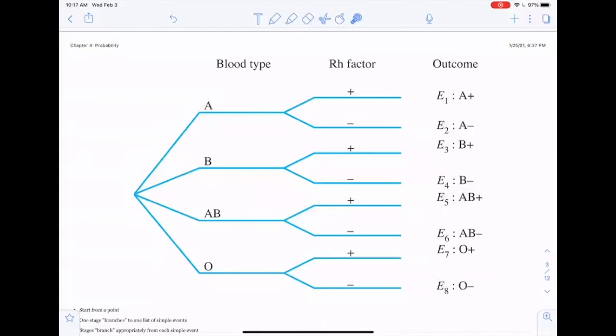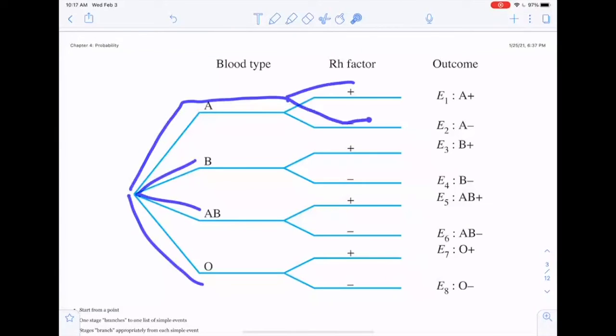So here is an example of a tree diagram for blood type. This is a good way to represent the different outcomes of a blood type because there are two stages for blood type. There's the actual lettering like A, B, or O, and then the Rh factor. And splitting it up into a tree like this allows us to completely list all the different blood types and then determine whether they're a positive Rh factor or a negative Rh factor.